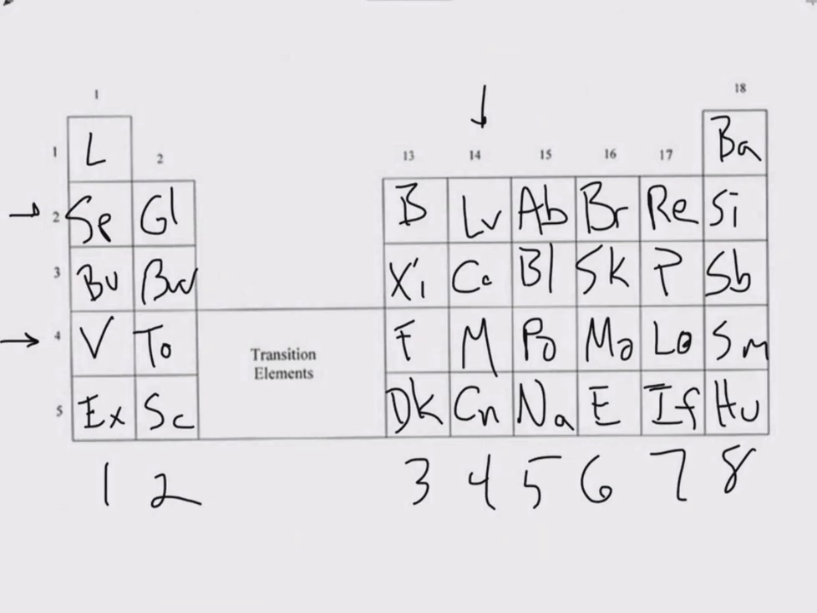metals versus nonmetals, and metalloids. The metalloids are in this group here, along that zigzag line. Also, how to find an element based on its location. What row and group is it in? What period and group is it in? Be able to navigate around the periodic table.